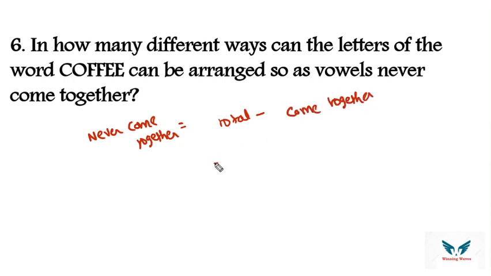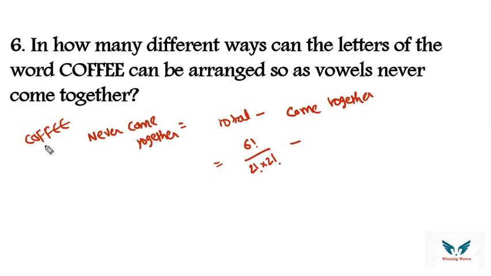So what is the total? We already know the total. COFFEE consists of 6 letters. So 6 factorial by, in COFFEE there are 2 letters which are repeated 2 times. So one is F, the other one is E. So 6 factorial by 2 factorial into 2 factorial minus come together.